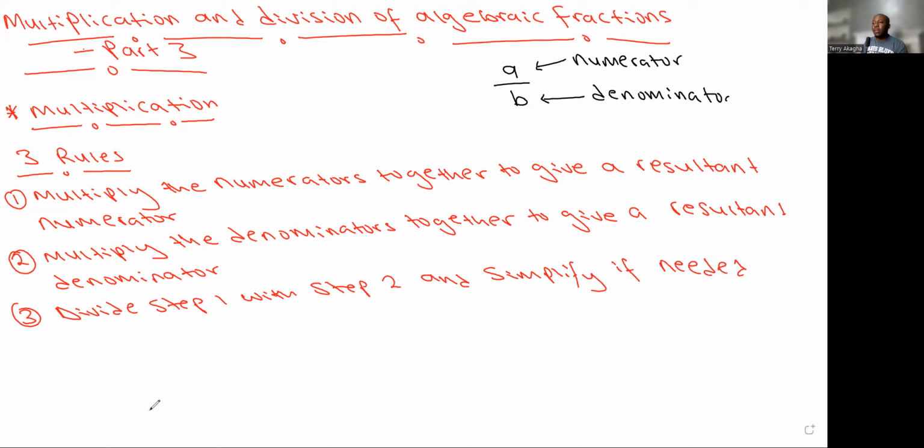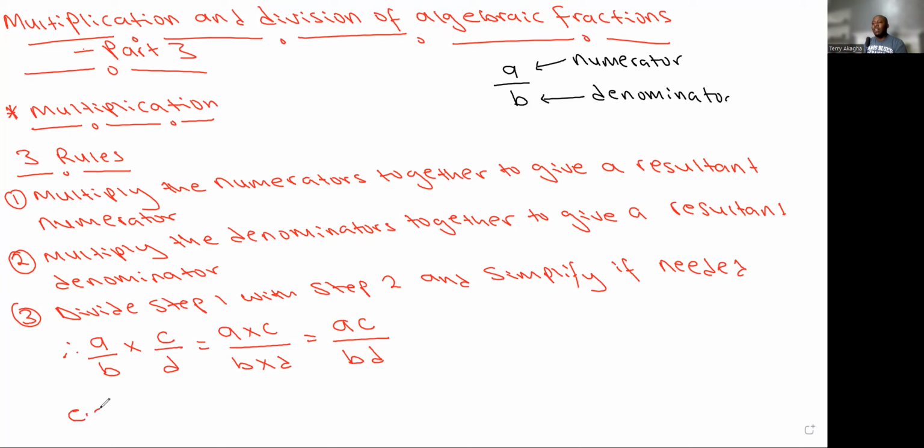Let me see if we can pick a question together and solve it together. Let me take a general example to drive home the point. Let's say we have A over B multiplied by C over D. Step 1 says we multiply the numerators together, so A multiplied by C. Then multiply the denominators together, so B multiplied by D. We divide the answer from step 1: A multiplied by C is AC, divided by B multiplied by D, which is BD.